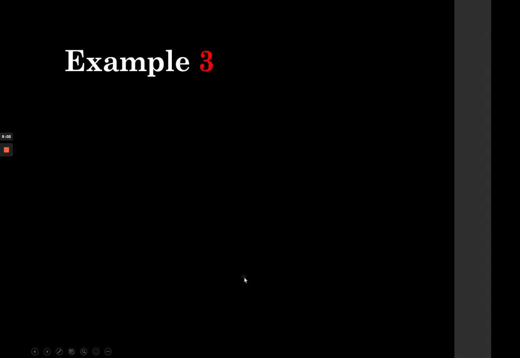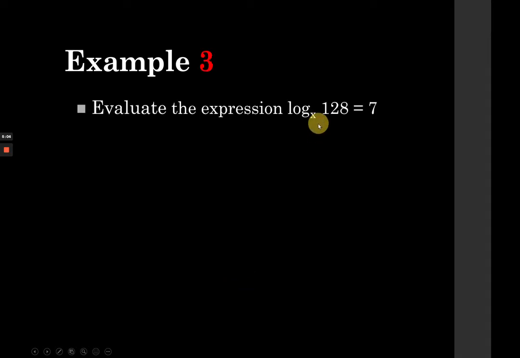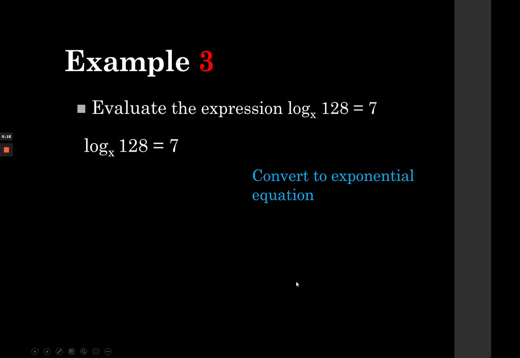Let's have the case 3 example. This time, the unknown is the base. Evaluate the expression logarithm base x of 128 is equal to 7. Copy your problem, convert to exponential equation. You have x raised to 7 is equal to 128. From your lessons on radicals, to find x, we do the opposite. Since this is power of 7, the opposite of power of 7 is root, 7th root. We are going to perform radical on both sides.